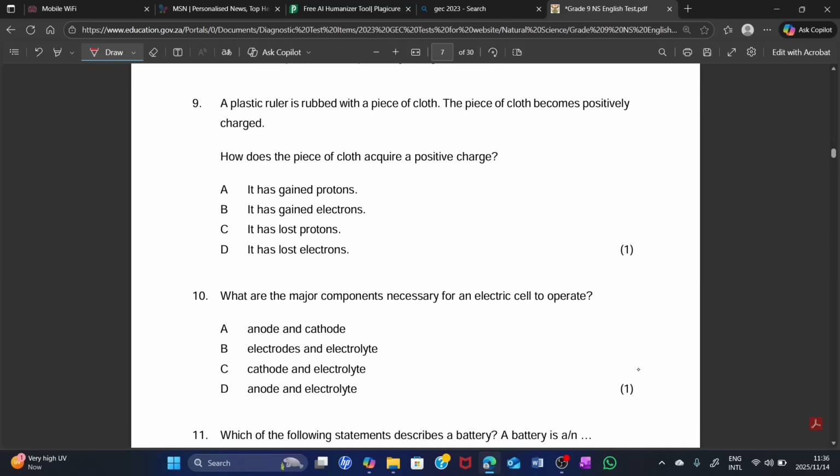Question 9. A plastic wrapper is rubbed with a piece of cloth. The piece of cloth becomes positively charged. How does the piece of cloth acquire a positive charge? When it gets a positive charge, it loses electrons. Let's see. Yes, that is D. So the answer: it has lost electrons.